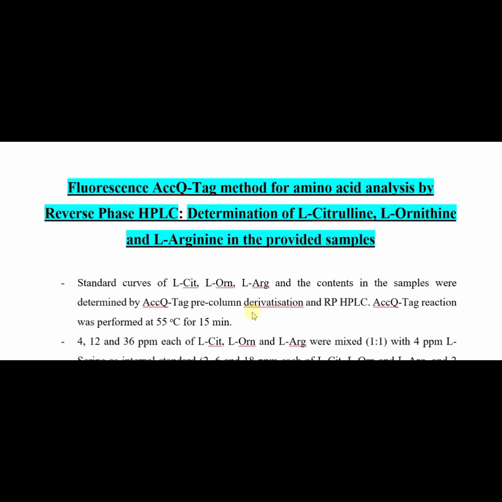Welcome to Research Geek. Today I will brief about the fluorescence AccQ-Tag method for amino acid analysis by reverse phase HPLC and determination of L-Citrulline, L-Ornithine and L-Arginine in the provided samples.